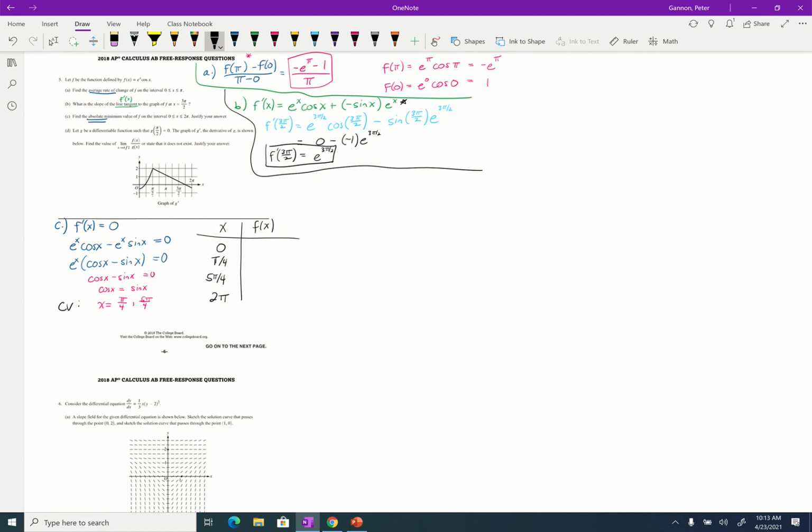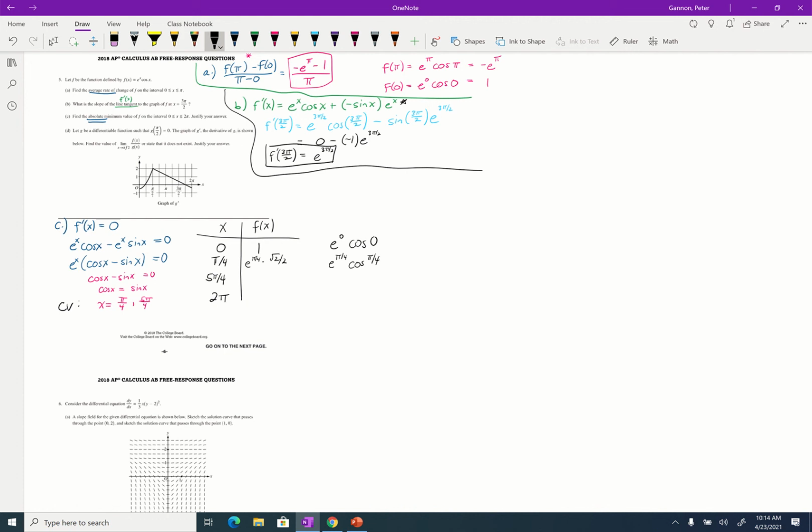So if you plug in 0, this is basically e to the 0 cosine of 0. Well, e to the 0 is 1, cosine of 0 is 1, so that's 1. And then we have e to the pi over 4 cosine of pi over 4. So that's going to be e to the pi over 4 times root 2 over 2.